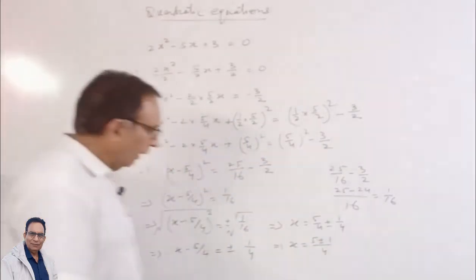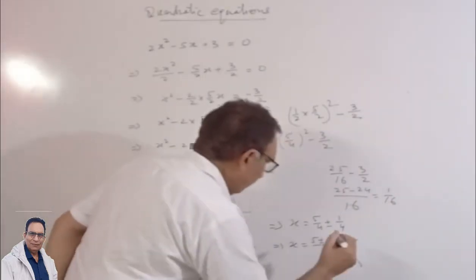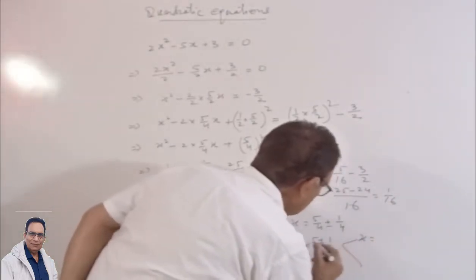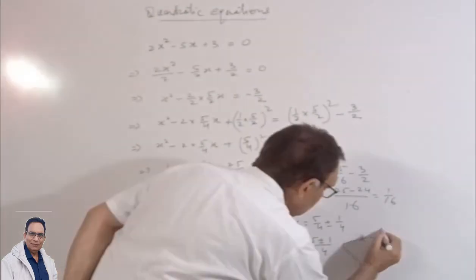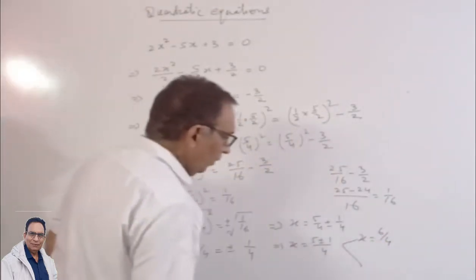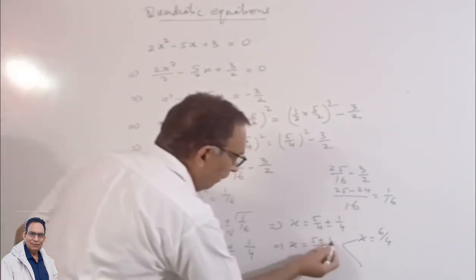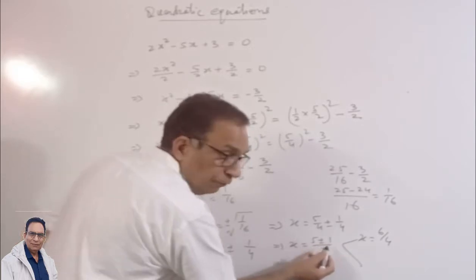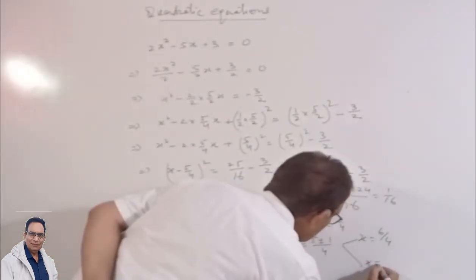So what are the two values of x? Two values of x will be 5 plus 1, that is 6, so 6 over 4, or the other value will be 5 minus 1, that is 4. So you will be having that value 4 over 4.